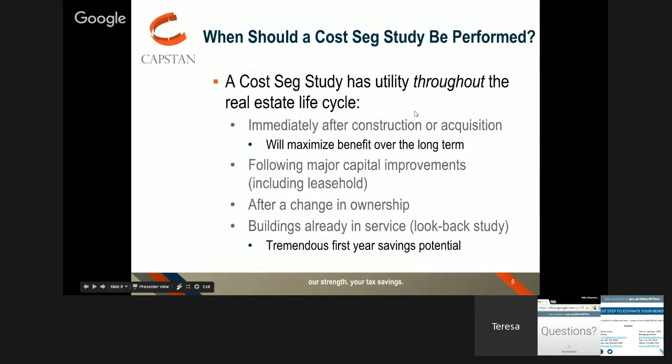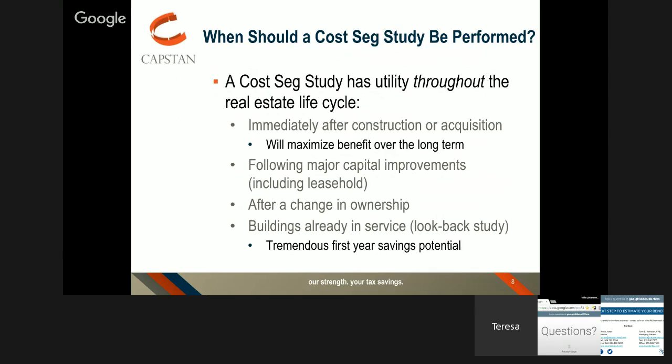So when should you perform a cost seg study? The best time, obviously, is immediately after you acquire a building or you do construction. And we see a lot in a manufacturing environment, let's say that you buy a building, but then you immediately start renovating that to the specific needs of your business. So we see that a lot. Or we see new construction, where you're building a building from scratch, ground-up development of a new facility.